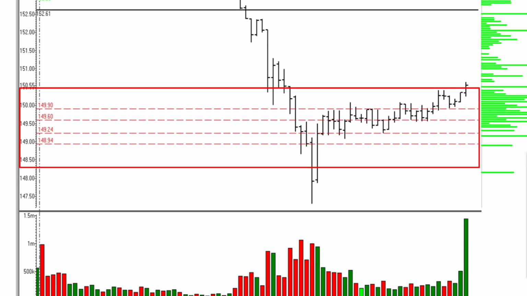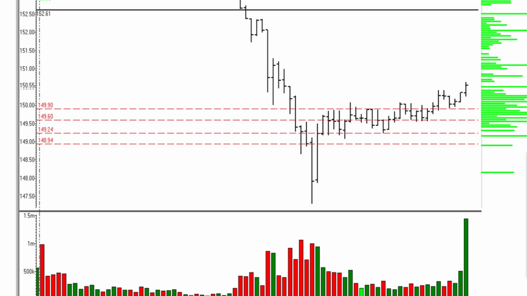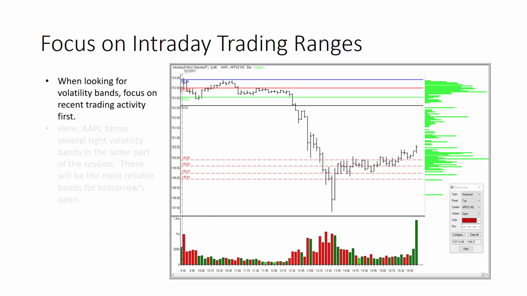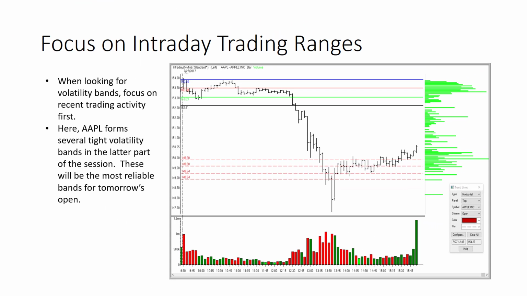The next set of bands would be from 149.60 to 149.24. And that's followed by 149.24 down to 148.94. Again, this is what I am predicting is going to capture some of the volatility for the following session's open. So your later day trading from today is going to be predictive of your opening trading for tomorrow's session.